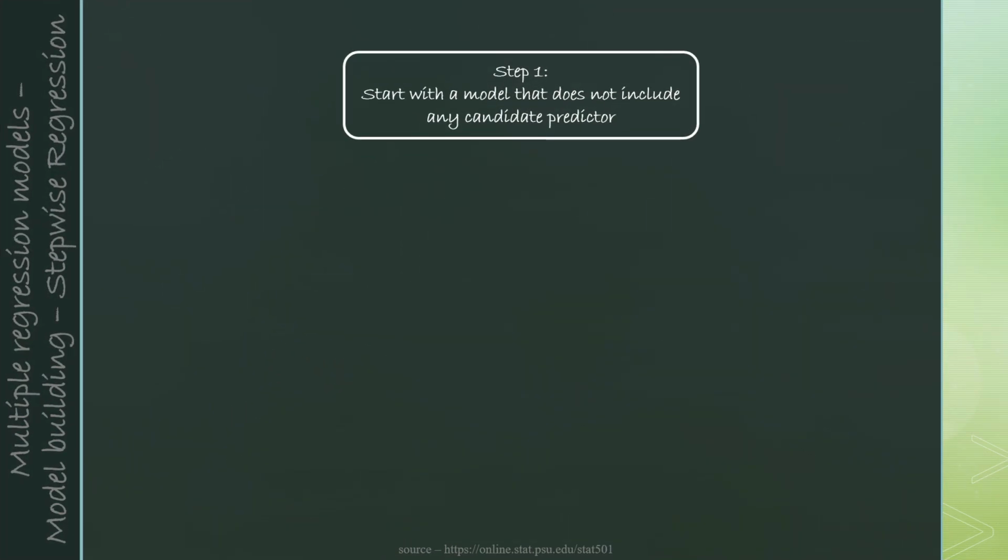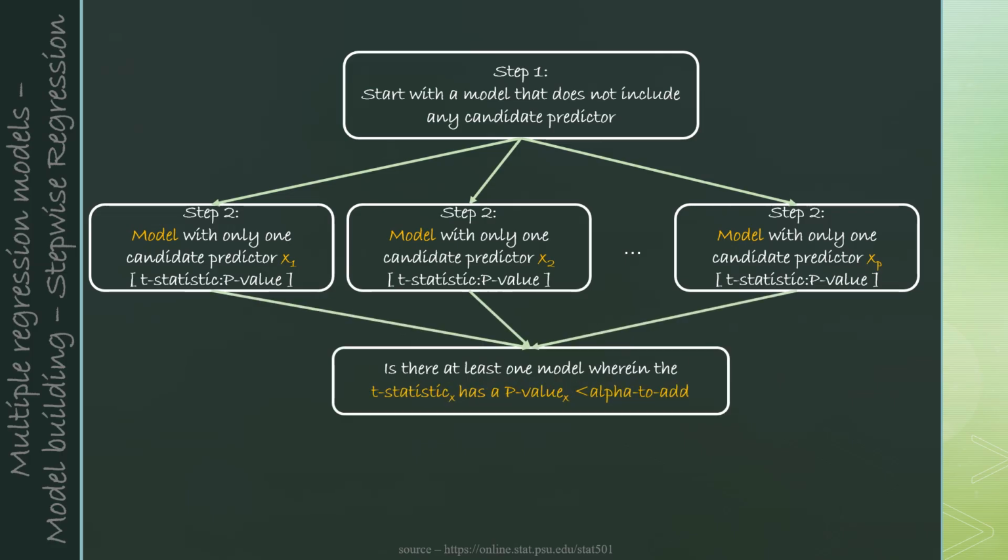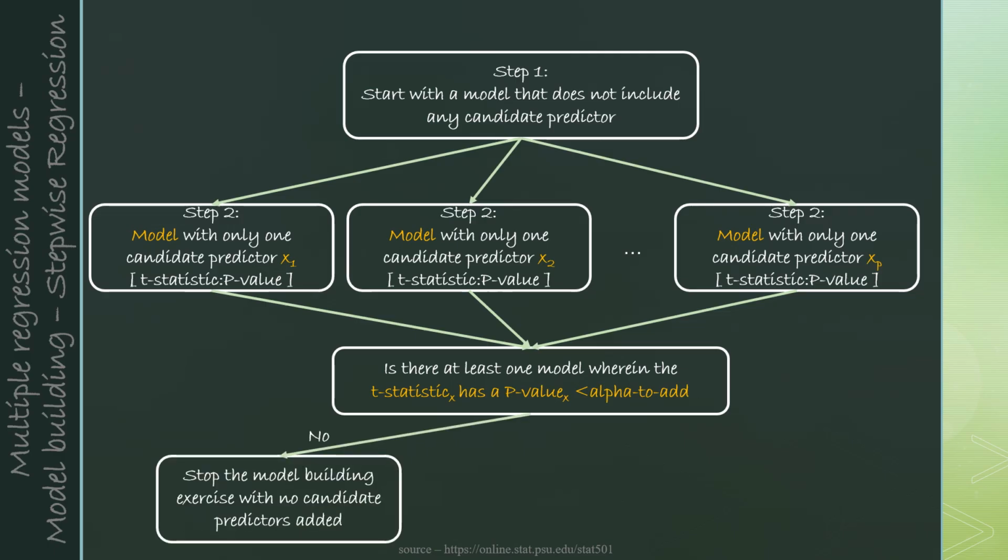Let's understand the steps involved in building a multiple regression model using stepwise regression. Step 1. Start with a model that does not include any candidate predictor. Step 2. Create p different models by adding one candidate predictor in each and calculate the t statistic and associated p-value for the added candidate variable in each of the models. Is there at least one model wherein the t statistic has a p-value which is less than alpha to add? If no, stop the model exercise with no candidate predictors added. If yes, go to step 3.